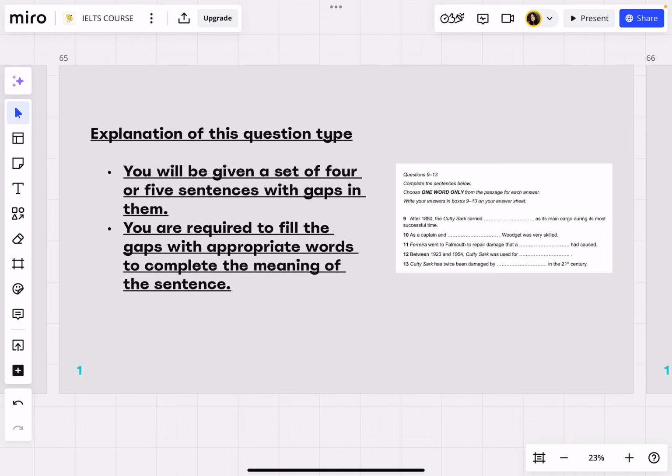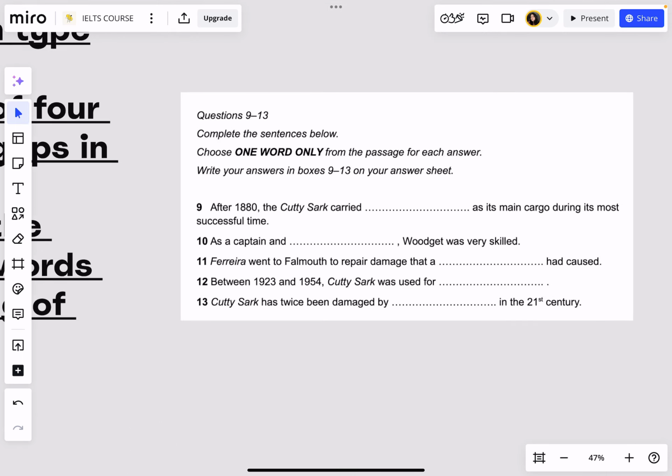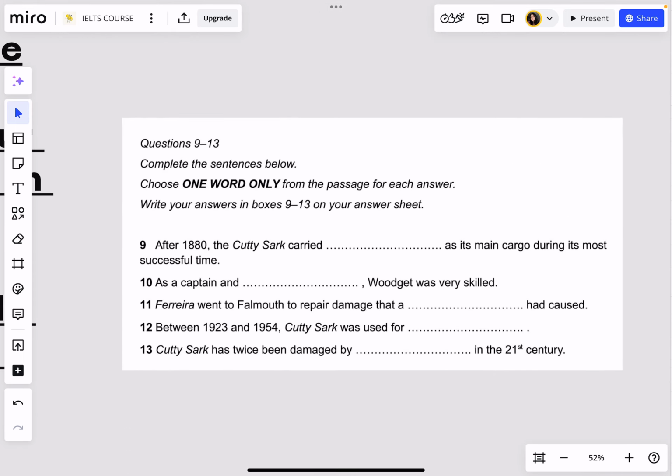First of all, you're going to get several sentences, like 9, 10, 11, 12, 13, and every sentence has one gap, in the middle or at the end of the sentence. So you need to fill in the gap. As you can see here, it is only one word. It's very important that you write only one word, and it should be grammatically correct as well.